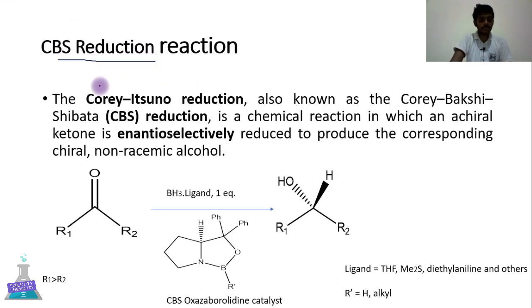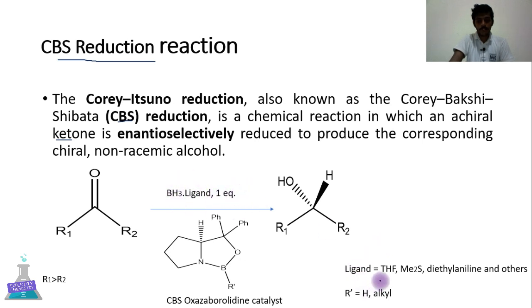CBS reduction reaction. The Corey-Itsuno reduction is also called CBS reduction. It is a chemical reaction in which an achiral ketone is enantioselectively reduced to produce the corresponding chiral non-racemic alcohol. This alcohol is chiral and it's non-racemic. Thus, the ketone, which is achiral, is converted into chiral alcohol by using the catalyst, which is oxazaborolidine catalyst. This is the structure of this one, and BH3 ligand is present here.